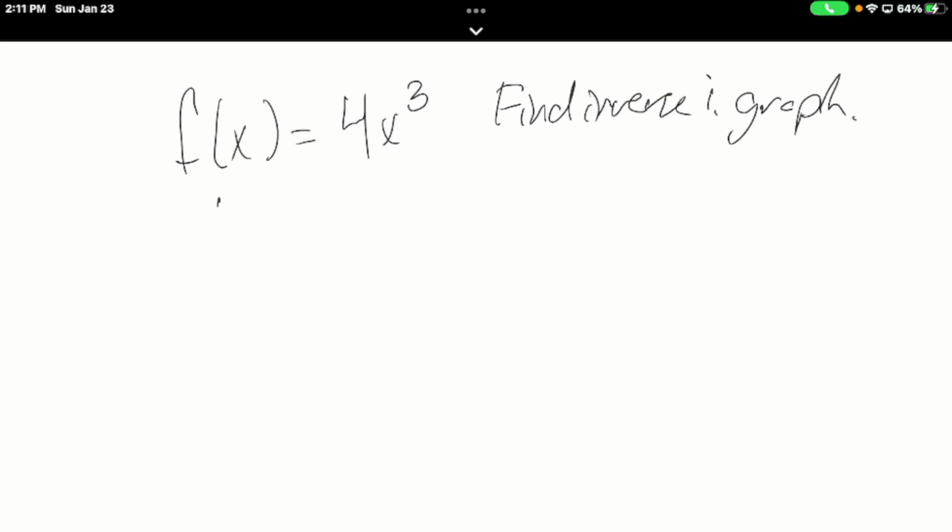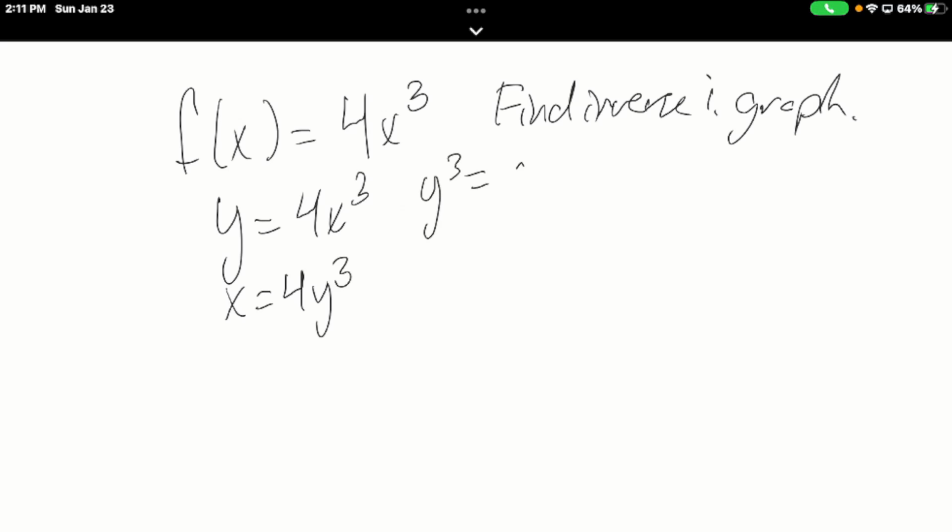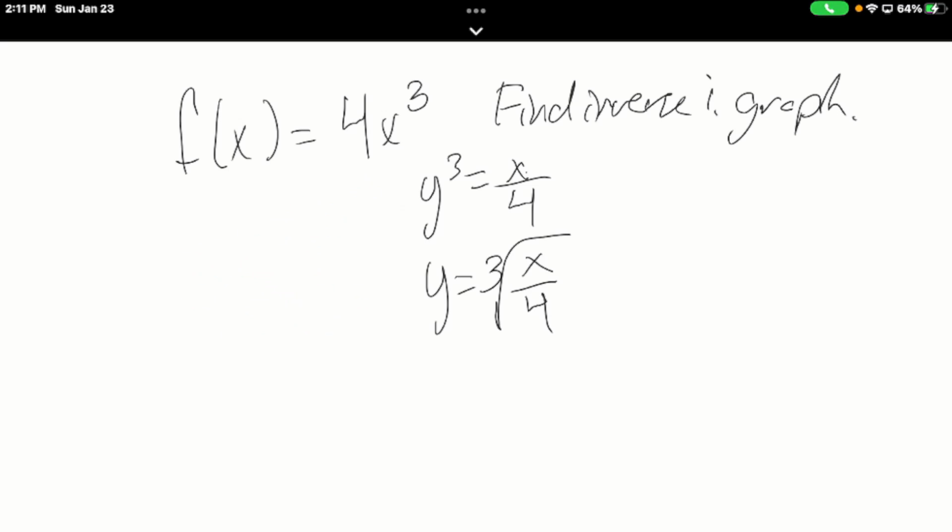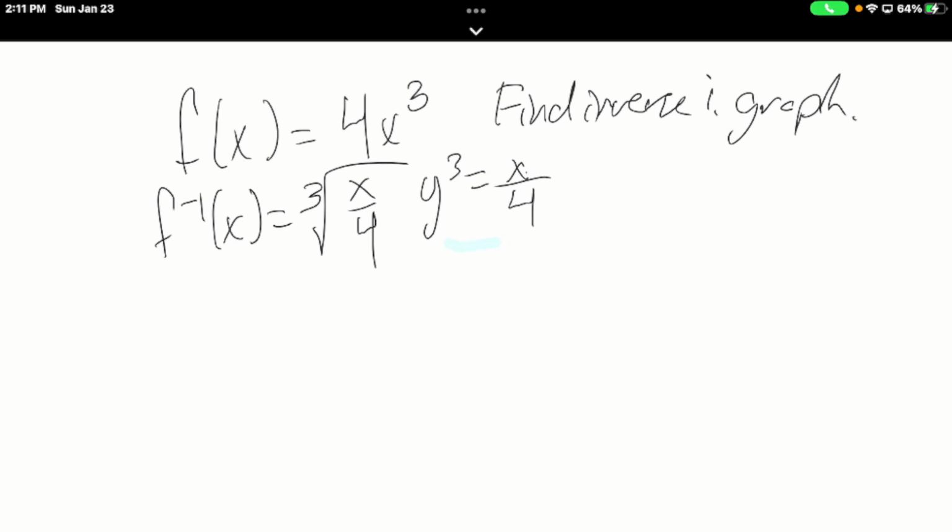Okay, so f of x, I'm going to change that to y, 4x cubed. I'm going to switch x and y, solve for my new y. Should get something like the cube root of x over 4. Okay, that's going to be my inverse. So I'm going to write it over here with f inverse notation. f inverse of x equals the cube root of x over 4. Now I can get rid of all this mumbo jumbo. Now I'm going to graph this.